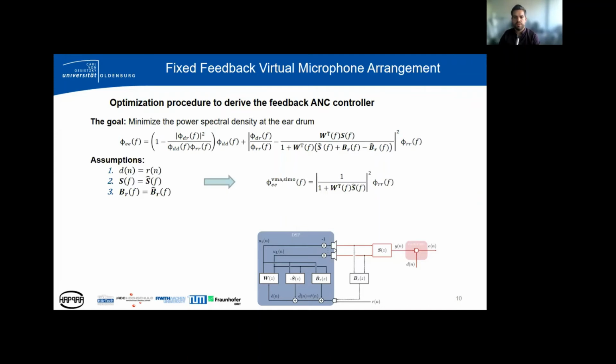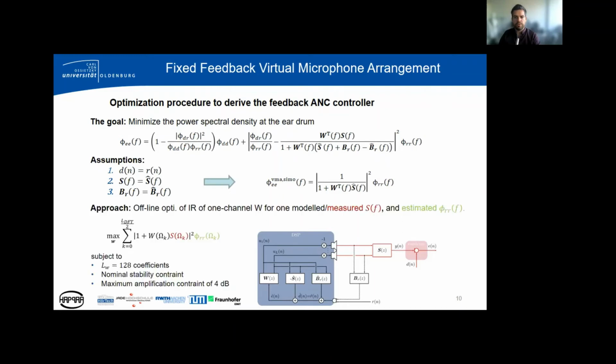When using the assumptions of the virtual microphone arrangement approach, the PST of the sound pressure at the eardrum simplifies to the expression seen at the right-hand side. Hence, the optimization requires only information about the secondary path and the PST of the noise sound field at the position of the inner microphone, phi sub r.